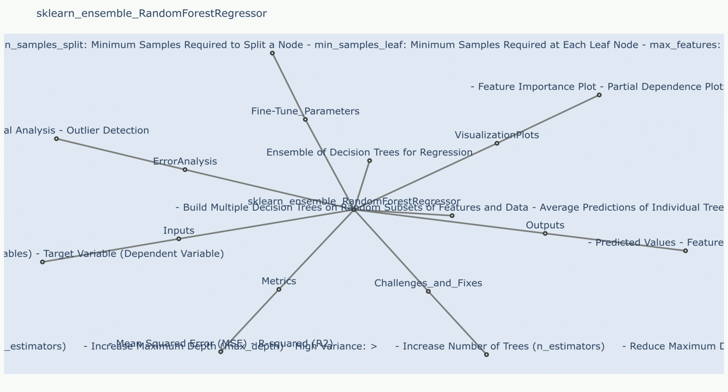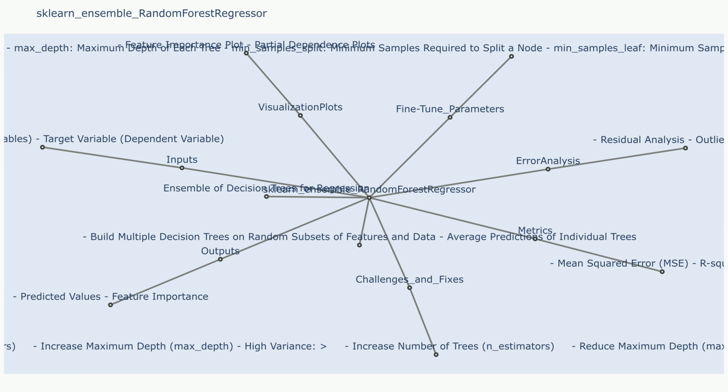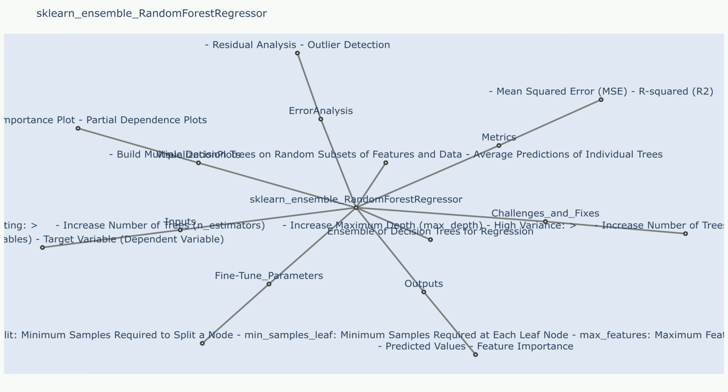Uncertainty methods. Uncertainty method 1. Explain in detail. Out-of-bag OOB prediction provides an estimate of the model's prediction uncertainty by averaging the predictions of trees that were not trained on the specific data point being predicted. Uncertainty method 2. Explain in detail. Confidence intervals for each prediction. A confidence interval can be constructed based on the distribution of predictions from the individual trees. The width of the confidence interval reflects the uncertainty associated with the prediction. Challenges and fixes.